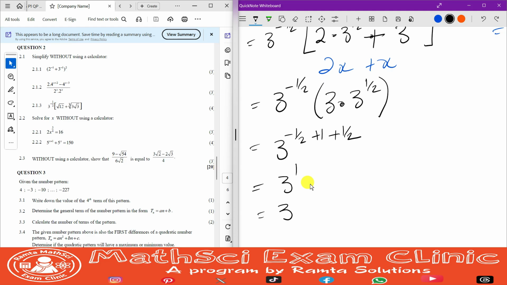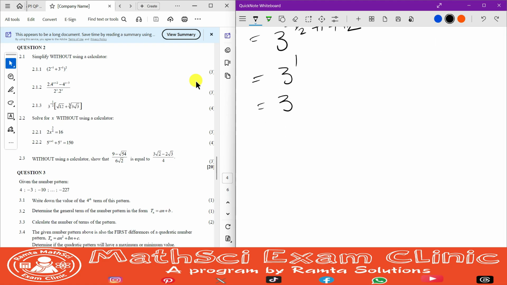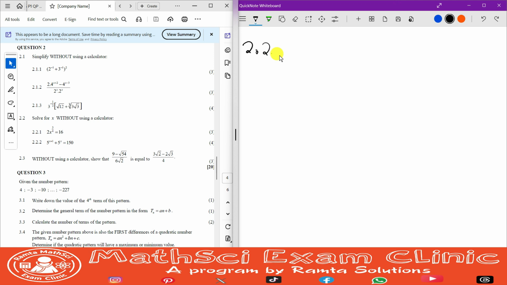Perfect. So we are supposed to be done with these 2 questions in 10 minutes. So we are somehow on the right track. All right. Now let's go. 2.2. Solve for x without using a calculator. 2.2.1. Solving for x when you have 2x to the power 3 over 4 equals 16. Now, you need to divide by 2 through that. You will be left with x to the power 3 over 4 equals 16 divided by 2 is 8.